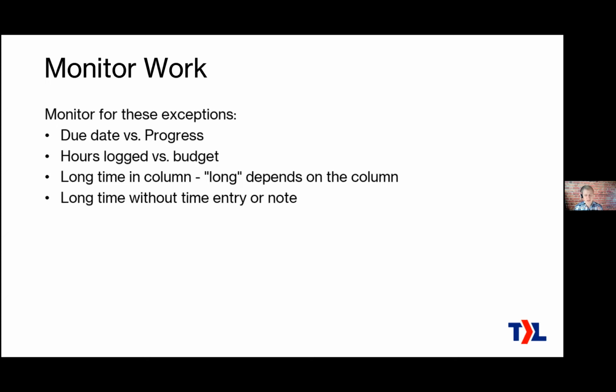Similarly, a long time without a time entry or a note could indicate a problem. You're also looking for bottlenecks, meaning an engineer with a lot of work compared to other engineers. And things that are escalated from an engineer, you want to be aware of that. What are some of the things we do to resolve those? When you've noticed there's a problem, maybe you need to reassign the work to a new engineer. That can be a solution for the bottlenecks.